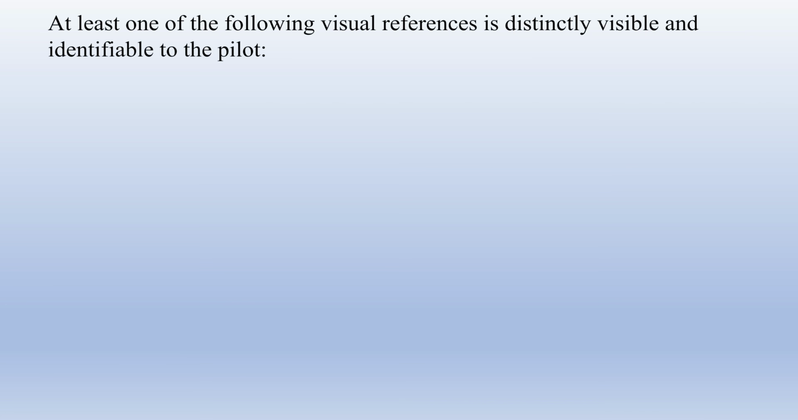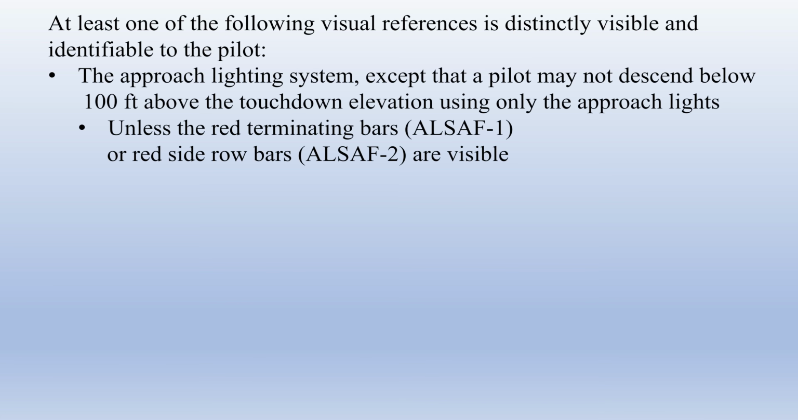So the first rule is that you can descend below the MDA or DA if you get the approach lighting system in sight, but there is an exception to that rule, that you cannot go below 100 feet above the touchdown zone elevation using only the approach lights. Some people will tell you that if you get the approach lights in sight, you can descend another 100 feet. That's a true statement if you're flying a standard Category 1 ILS with a 200-foot decision height.